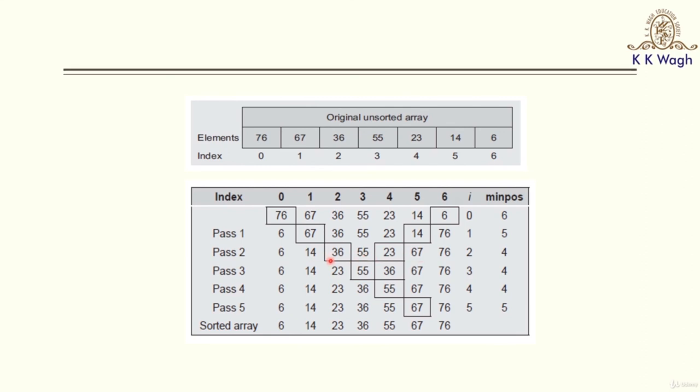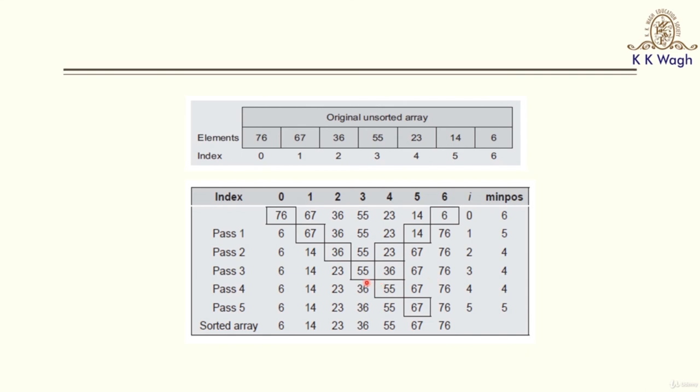Now it will search for the minimum among 36, 55 and 23. Which is the minimum? Definitely 23 is the minimum. So it will go here and 36 will go to its position. So the new array will be 6, 14, 23, 55, 36 and 67, 76. This is already sorted, so no need of sorting once more.